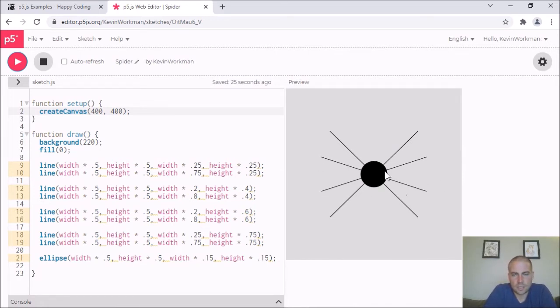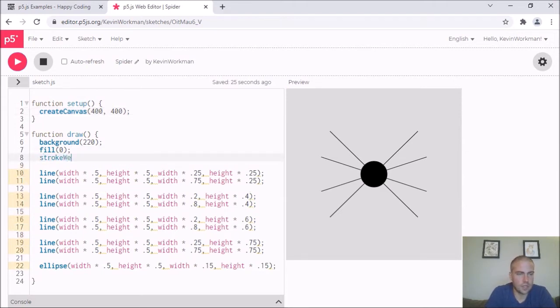I think I'm going to go with making the legs a little thicker first. So fill of 0 and then stroke weight of some number. Let's say 4 to start with. So just make the line a little thicker. Instead of 1 pixel wide, it'll be 4 pixels wide. Yeah, that looks cool.